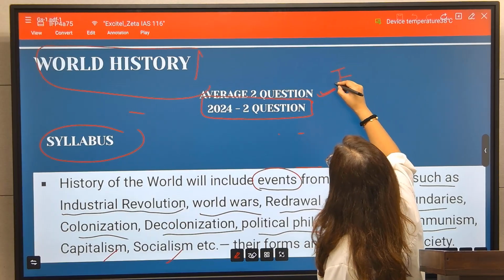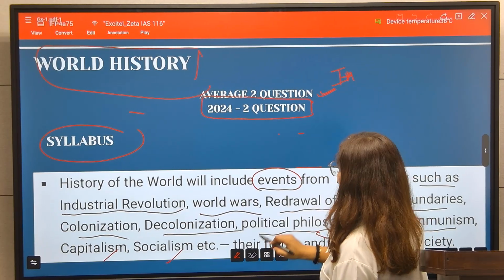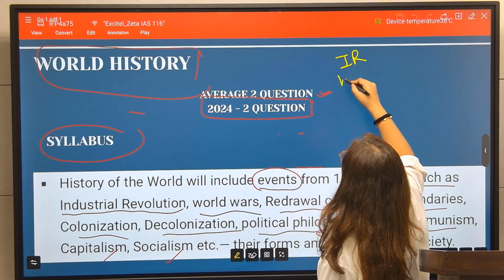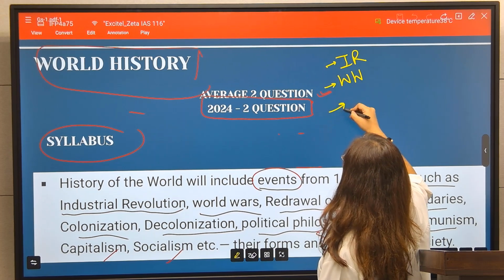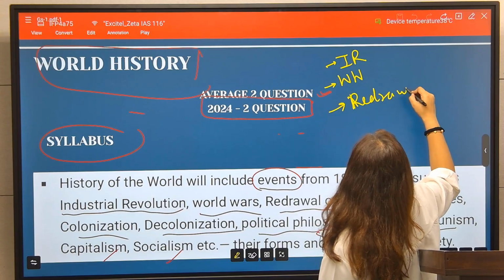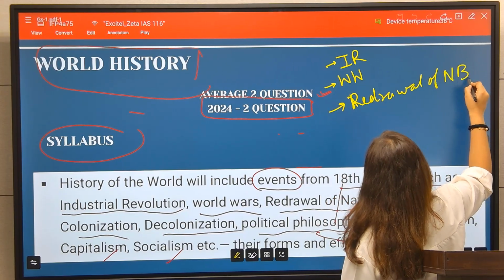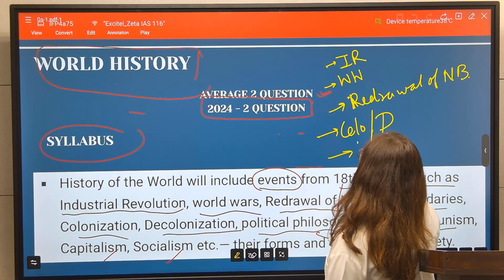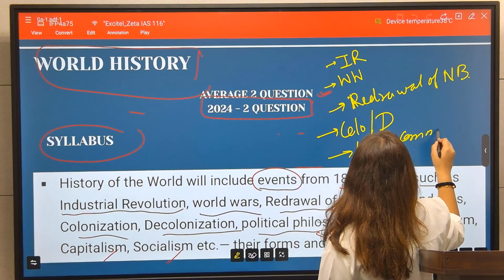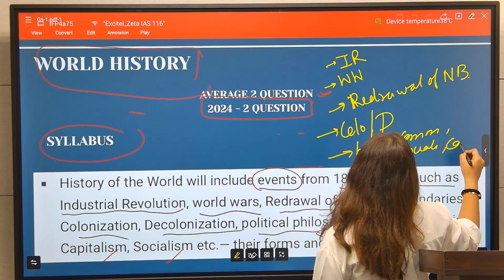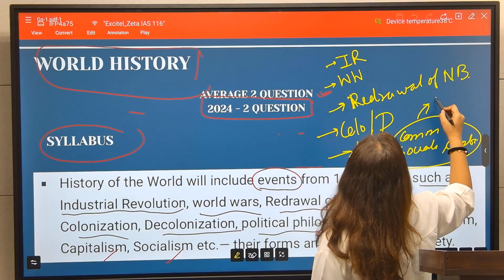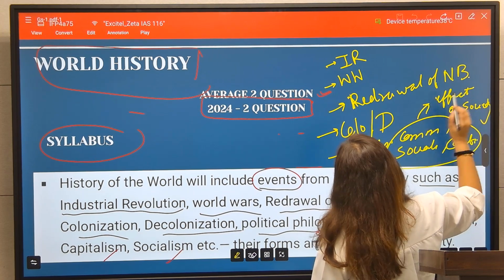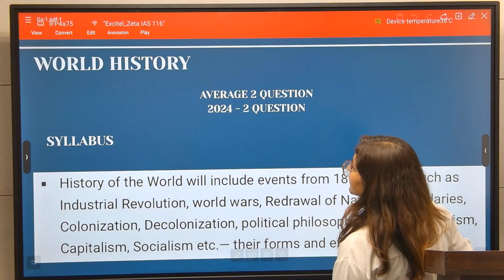So, Industrial Revolution, World War, redrawal of national boundaries, colonization, decolonization, philosophies: communism, socialism, and capitalism, and their effect on society. So these keywords are given by UPSC.